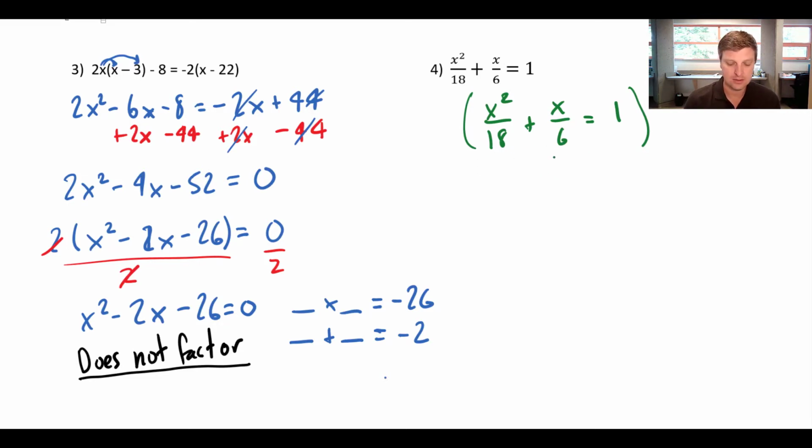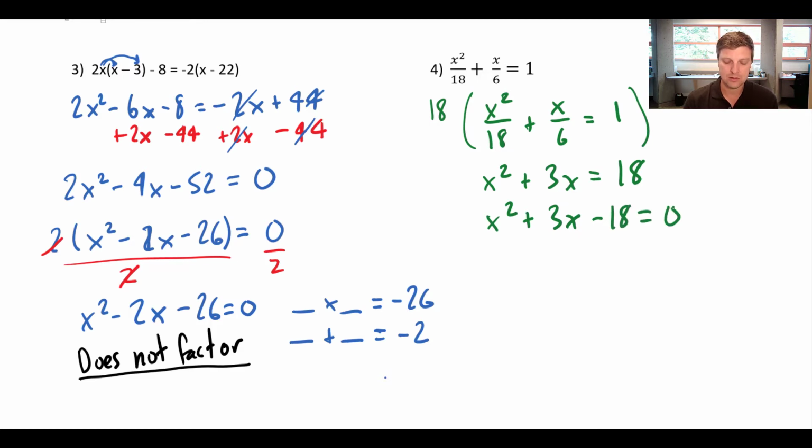Well, that is 18. So I'm just going to multiply both sides of the equation. I'm going to multiply everything by 18. And I can do that as long as I multiply everything by 18. So 18 is going to cancel here, and I'm just going to be left with x squared. 18x over 6. Well, 18 divided by 6 is going to be 3, so that's going to become plus 3x. And then 18 times 1 is just 18. Now I can move 18 to the other side of the equation. x squared plus 3x minus 18 equals 0.